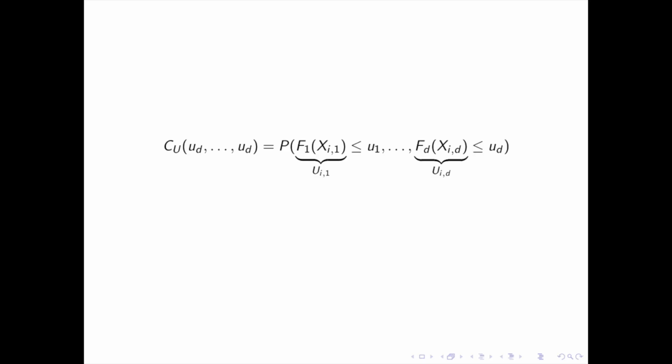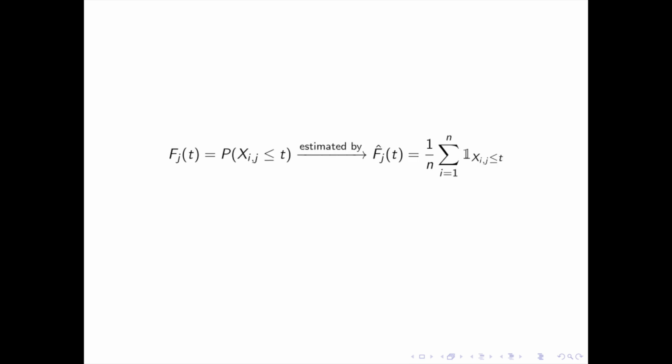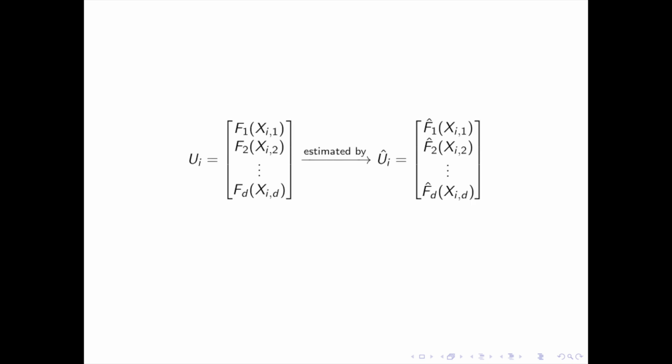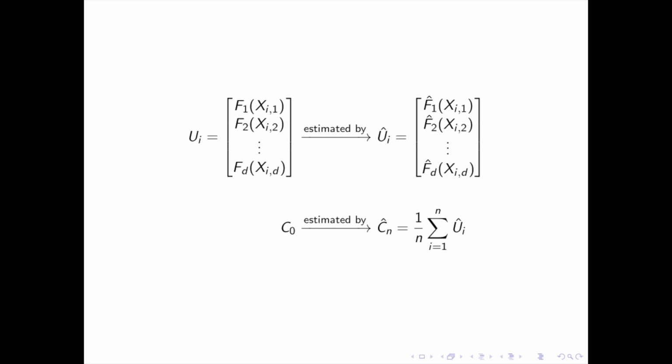Now, how do we learn the true parameter theta 0 of a copula C theta 0? Remember that the copula is defined as the cumulative distribution function of any of the ui, which is the joint variable f1 of xi1 to fd of xid. We do not know the cumulative distribution functions f1, fd, so we replace each fj by its empirical estimate f hat j. And then we estimate ui by u hat i. We then choose an empirical estimate of a copula, c hat n, as the empirical distribution of the u hat i. So far, nothing guarantees that this first estimator c hat n of a copula lies in the parametric set of C thetas, let alone that it is robust.